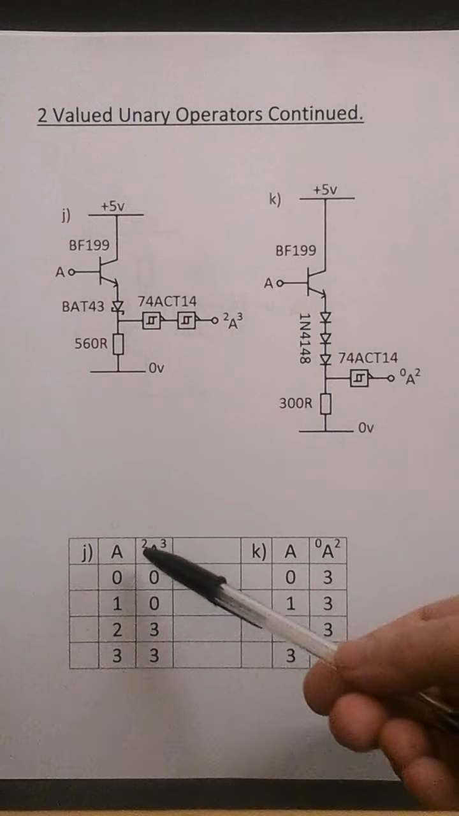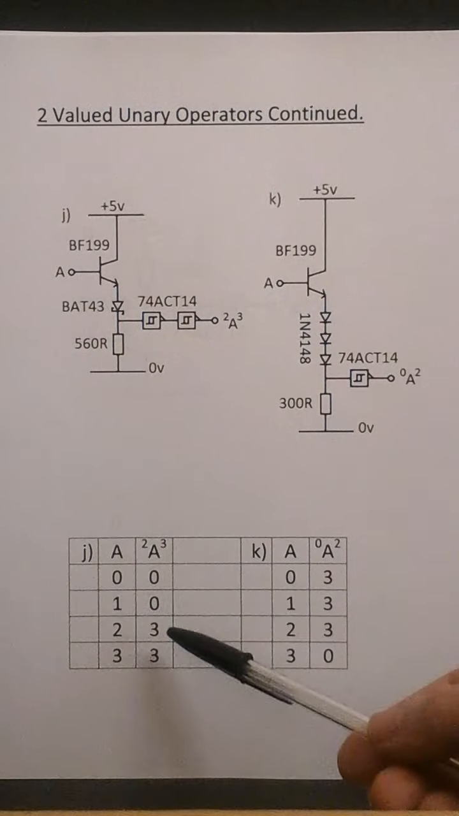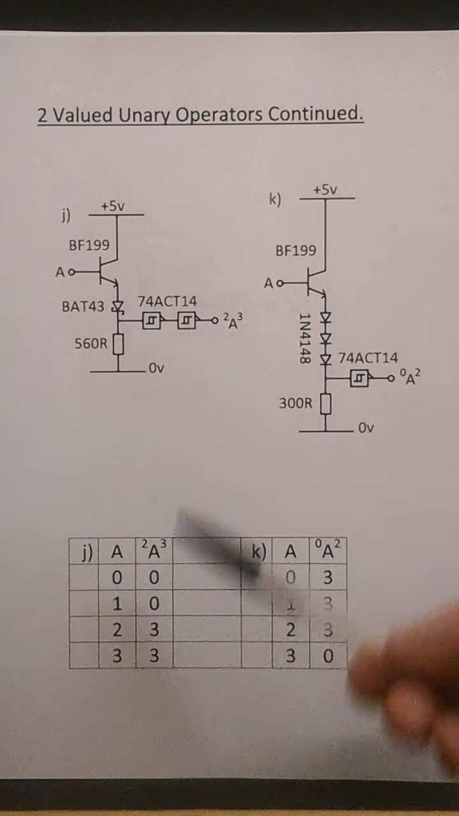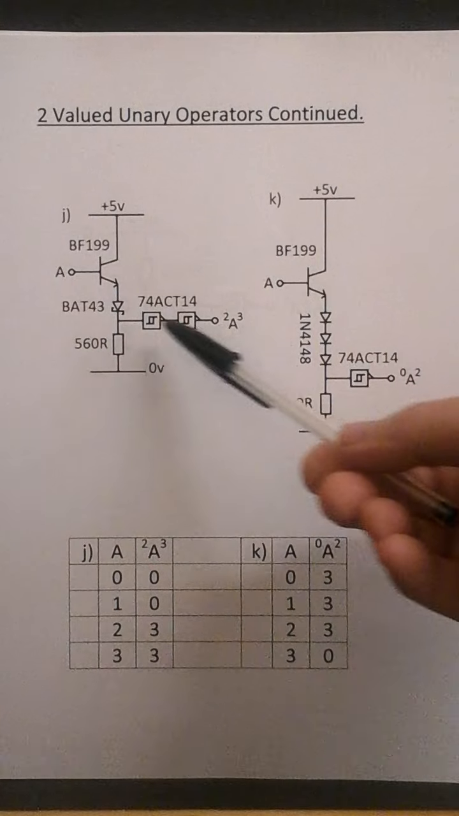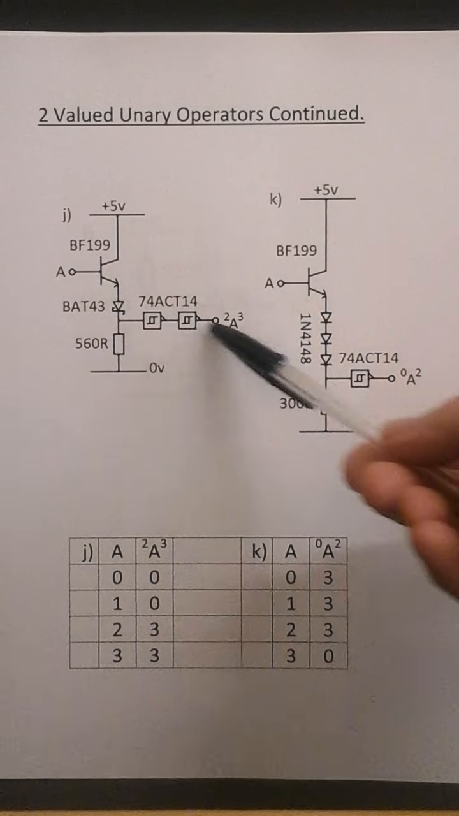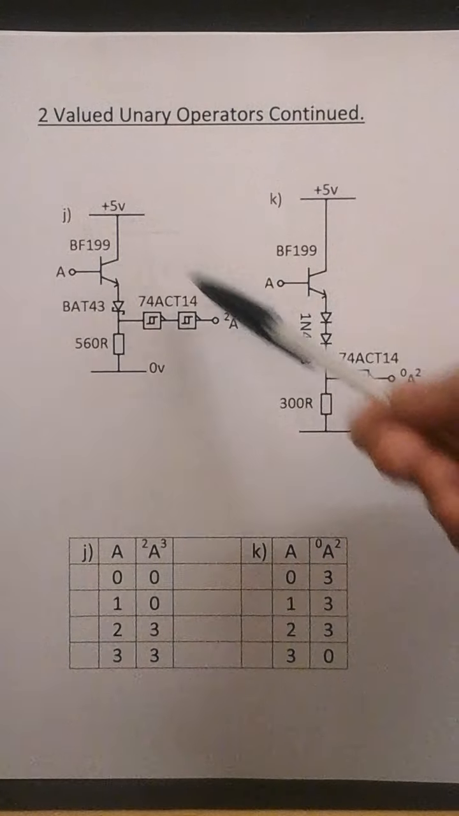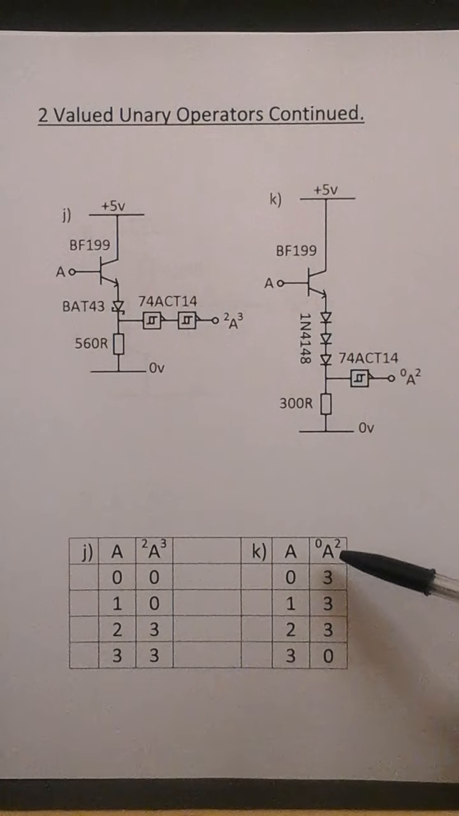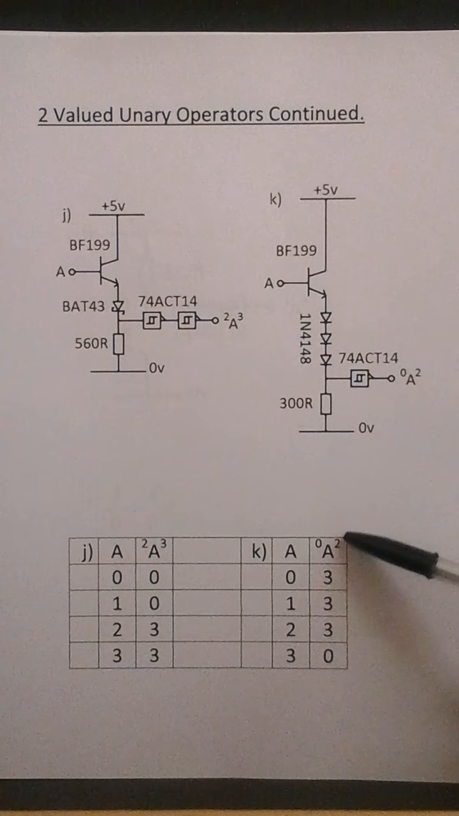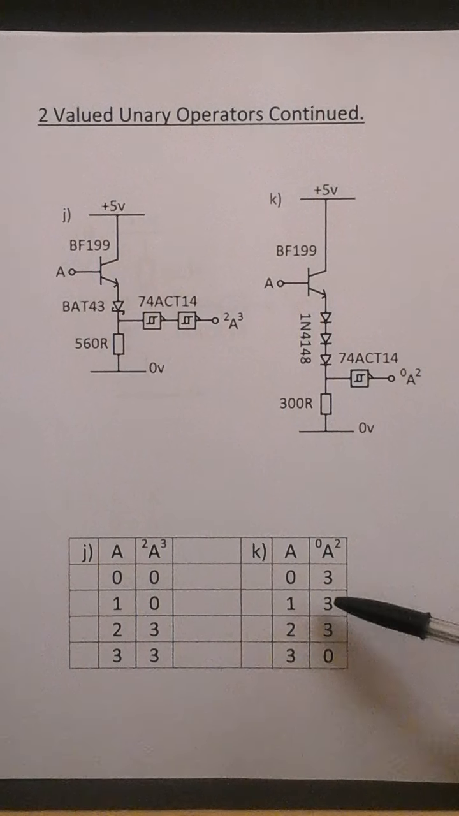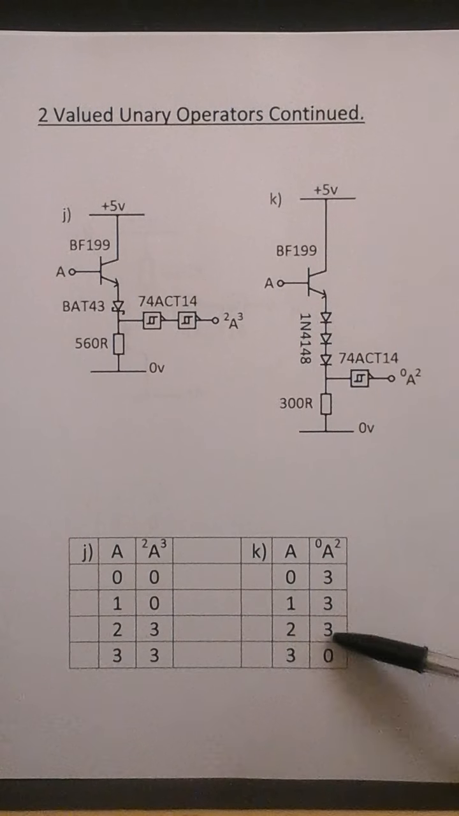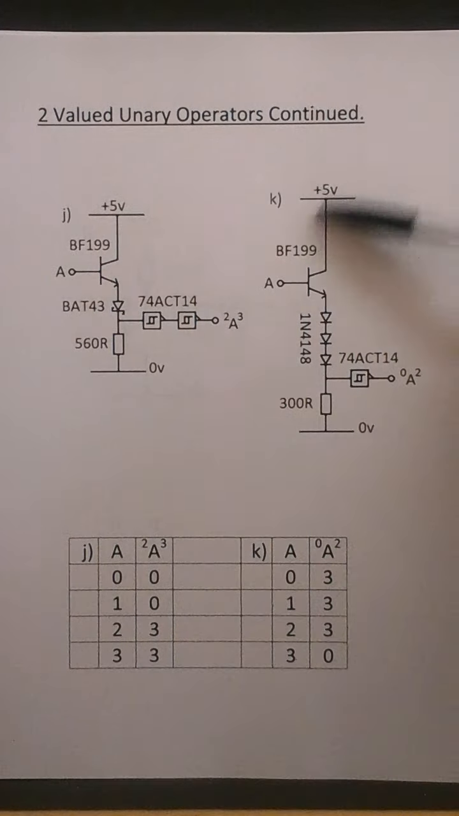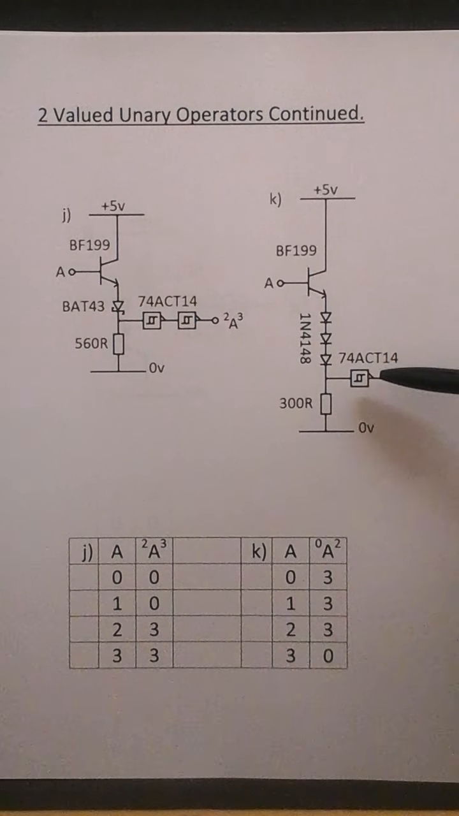For J, input to A23. A23 is a 3 when A equals 2 or 3 and a 0 otherwise. So that's basically input A2, binary input A2, and that's the output, that's the input. K is a 3 when A equals 0 or 2. A02 is a 3 when A equals 0, 1 or 2 and a 0 otherwise. So this is input not A3 there. So that's the output, that's the input.